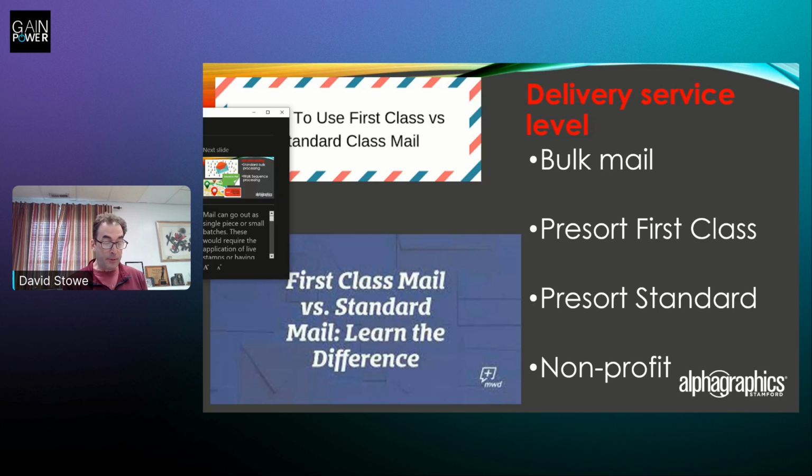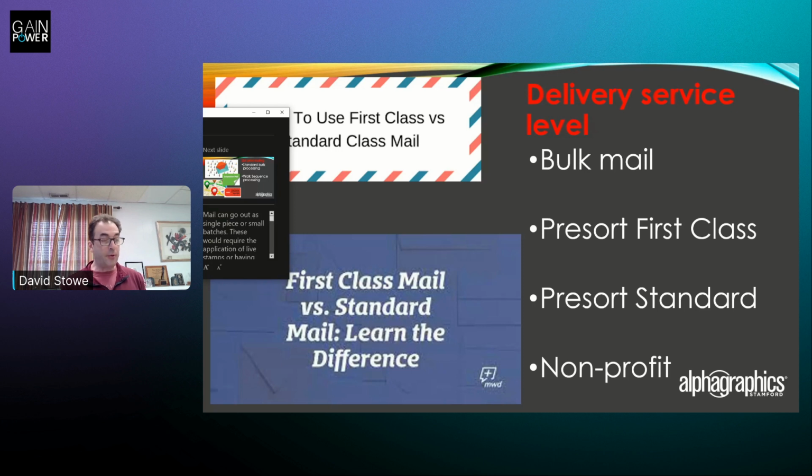The size of the mail piece and the class of the postage are what commonly determine your postage costs. Postcard size pieces up to 4.25 by 6 get special discounted first class rates, but postcard size pieces and letter size pieces are the same standard postage rate for bulk standard. Now, bulk mail allows you to enjoy some truly significant discounts.